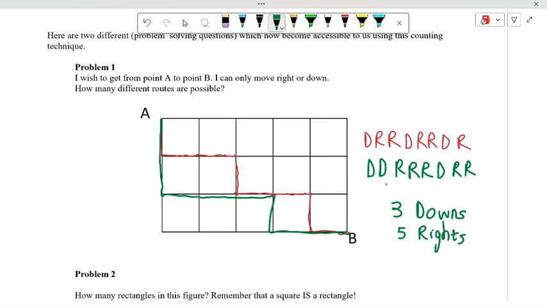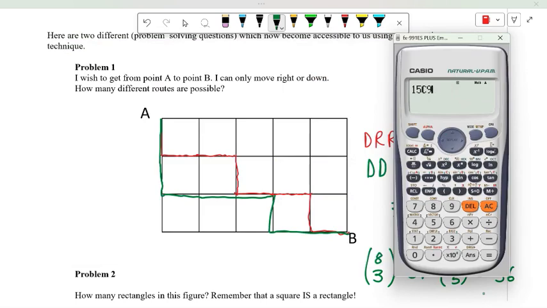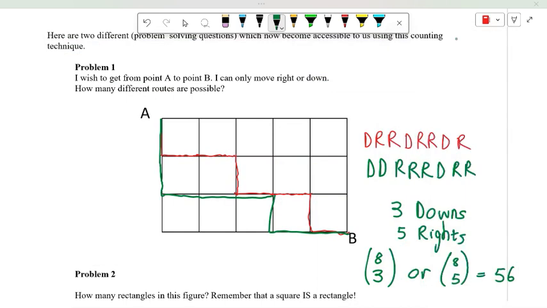The answer to that is going to be, let's choose 3 positions for the downs out of 8. Or let's choose 5 positions for the rights out of 8. Both of these numbers, I think, are 56. Yeah, 8 combination 3, 56. So there'll be 56 different ways that I can get from A to B. It's a cool way of solving the problem, because it's hard to count them all by drawing it.